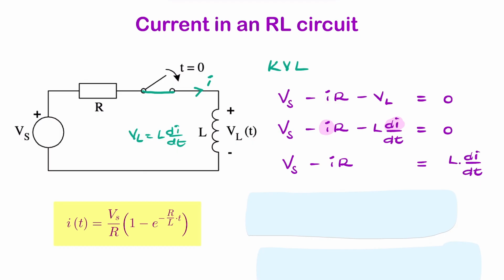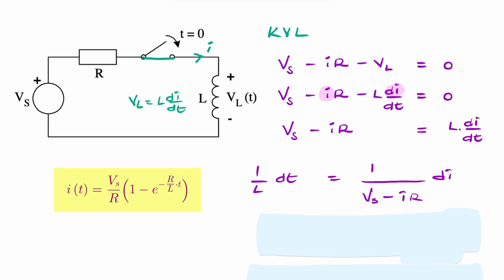And we need somehow to bring that I to the other side. So you'd need to divide. So I'm going to divide by V minus IR, this expression here, to get that in the denominator. I'm going to multiply both sides by dt, and I'm going to divide both sides by L. So now I have an expression where I have di and I on one side and dt on the other. And having that allows me then to address the differential equation by integrating both sides.